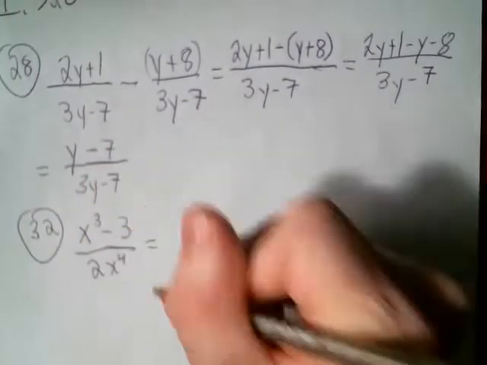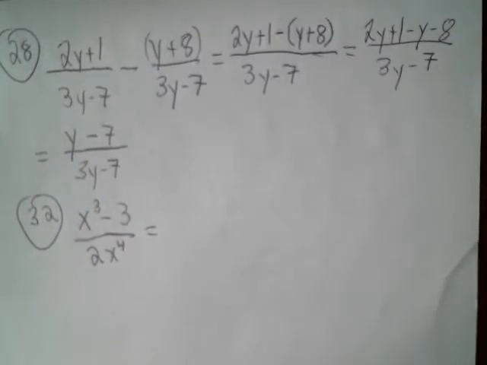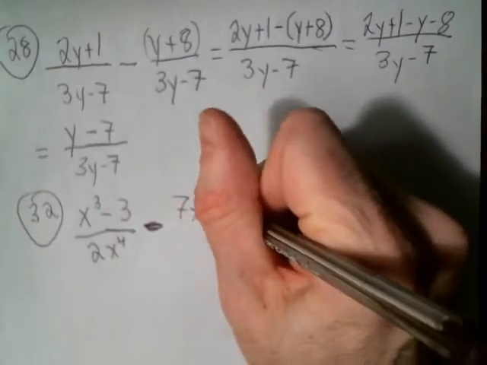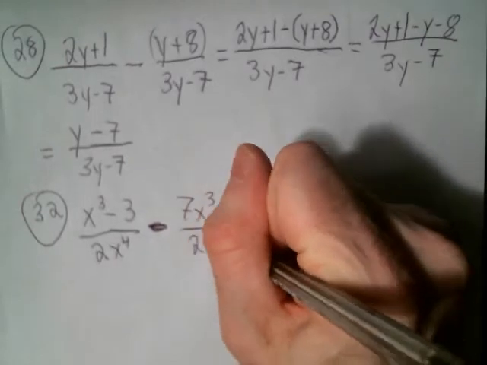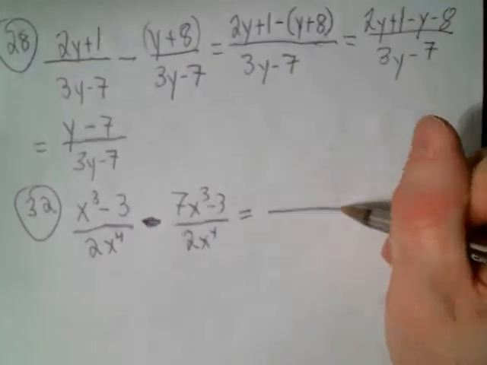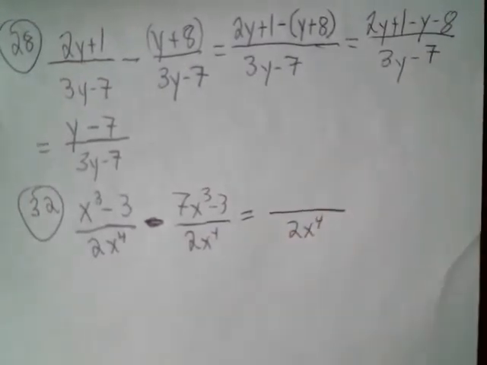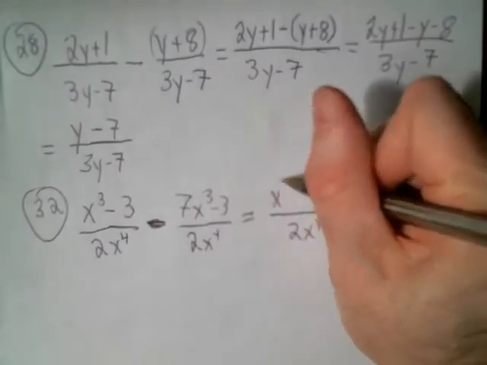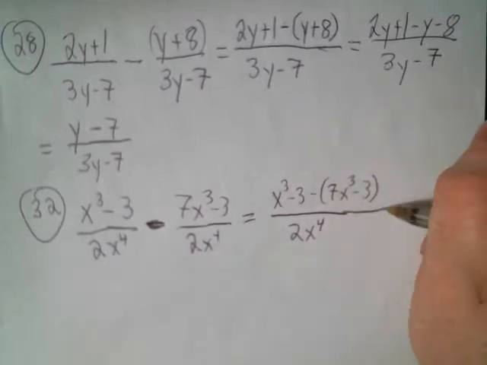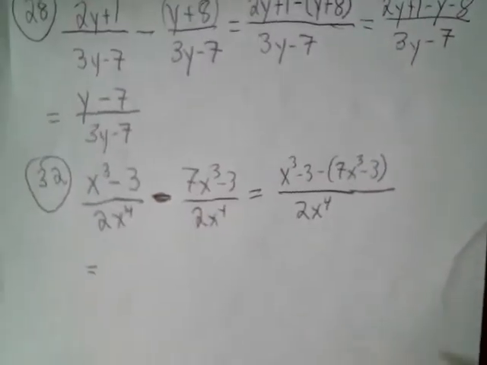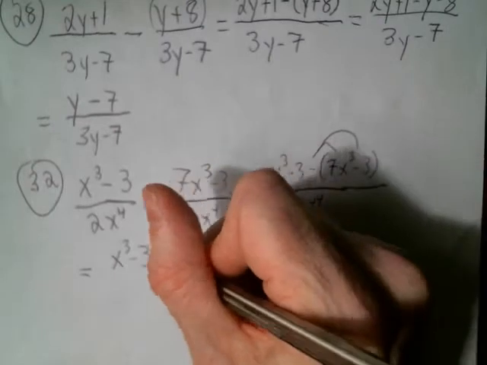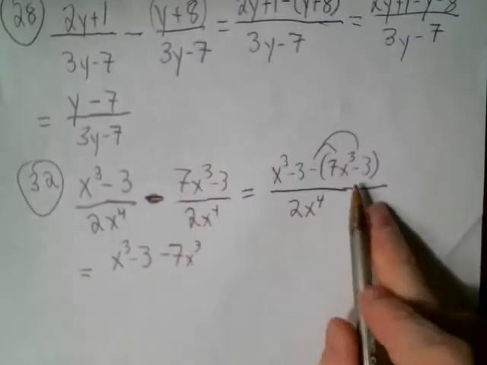So the fourth. Okay, so I have something that looks like a cubic expression. Whoops, I forgot the other term. Minus 7x cubed minus 3, all over 2x to the fourth. So same program, I guess. We're going to borrow the common denominator here and rewrite it here. And then I have x cubed minus 3 minus 7x cubed minus 3. Okay. So I need to distribute this negative. And I have x cubed minus 3 minus 7x cubed, and then plus 3.